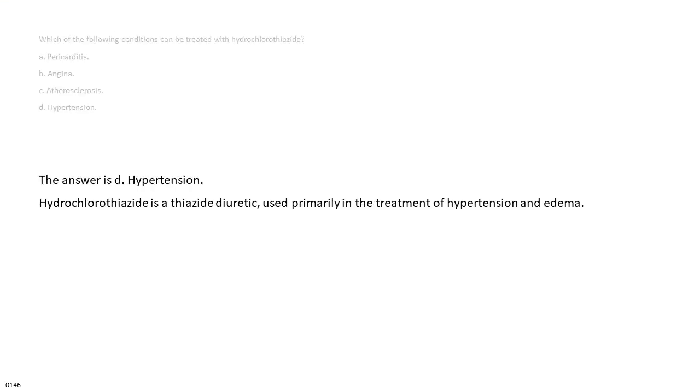Which of the following conditions can be treated with hydrochlorothiazide? A. Pericarditis. B. Angina. C. Atherosclerosis. D. Hypertension.